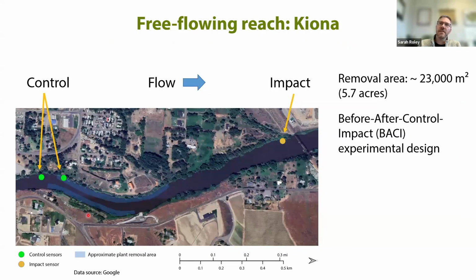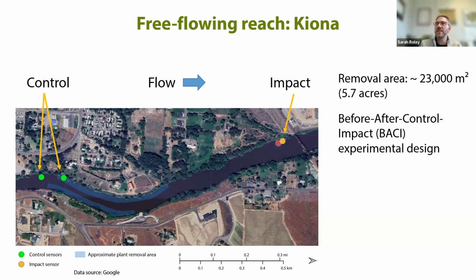What you see right here in green are where the control sensors were. These are the upstream sensors. They measure oxygen in the water as it comes into this section of the river. The blue here is the area of plants that were removed by the harvester. And then we had a sensor down here at the downstream end, in this case called the impact sensor.